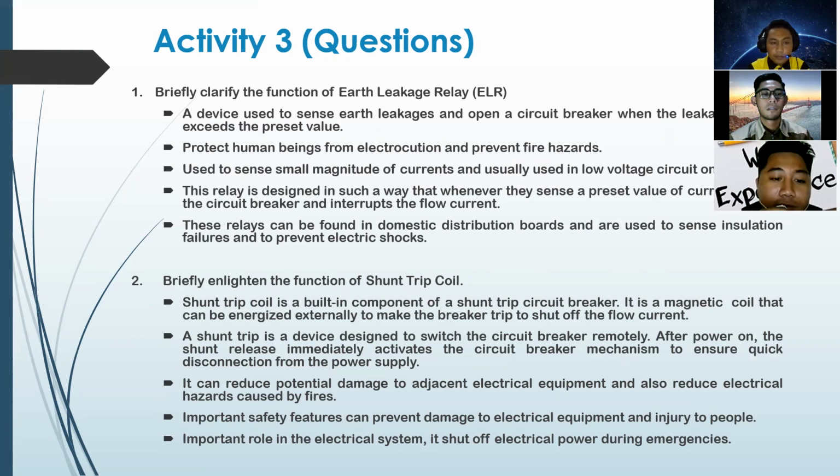Okay, we jump to question 2. Briefly enlighten the function of the shunt trip coil. First, the shunt trip coil is a built-in component of a shunt trip circuit breaker. It is a magnetic coil that can be energized externally to make the breaker trip to shut off the flow of current. Second, a shunt trip is a device designed to switch the circuit breaker remotely.